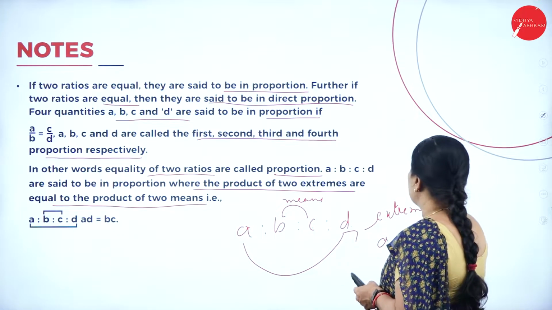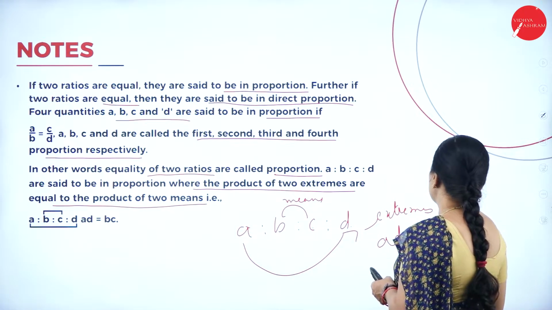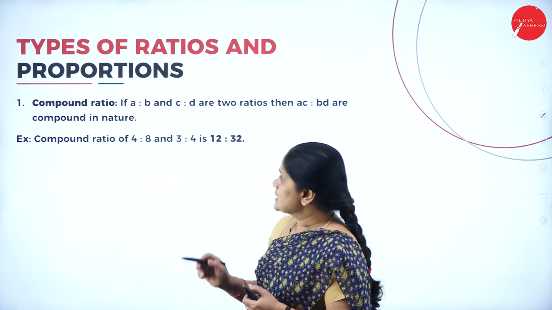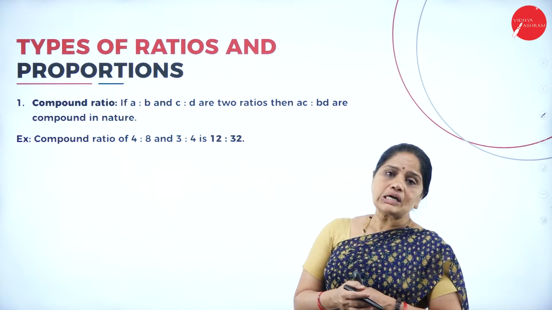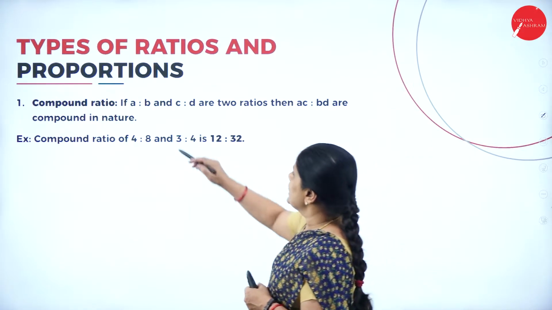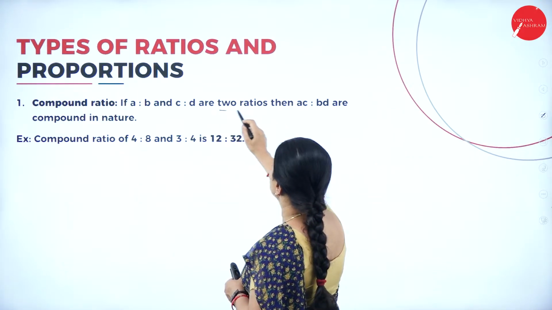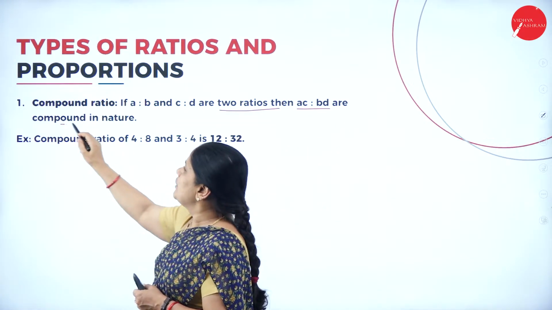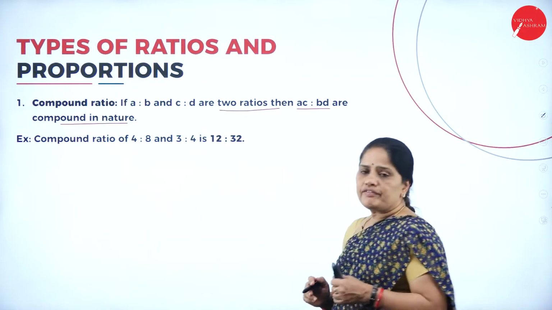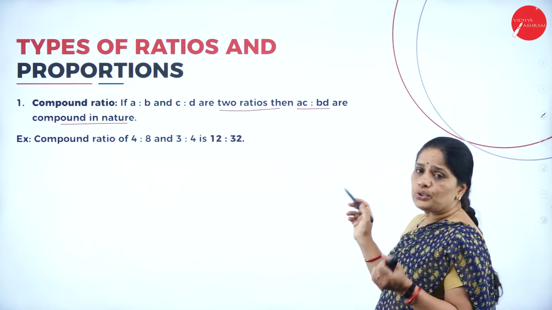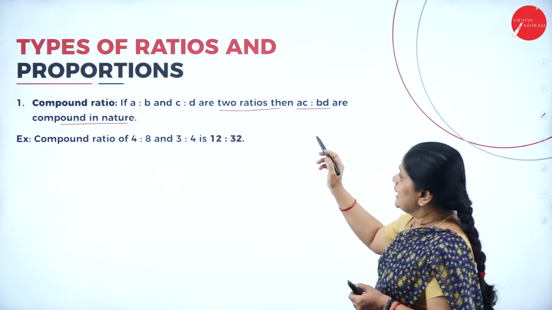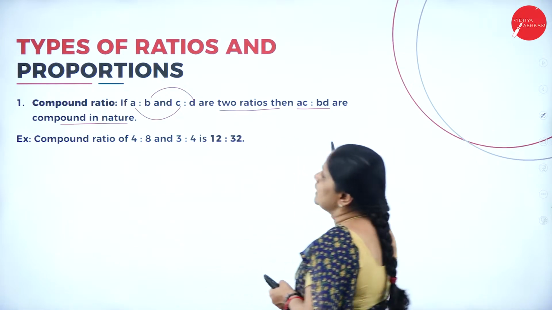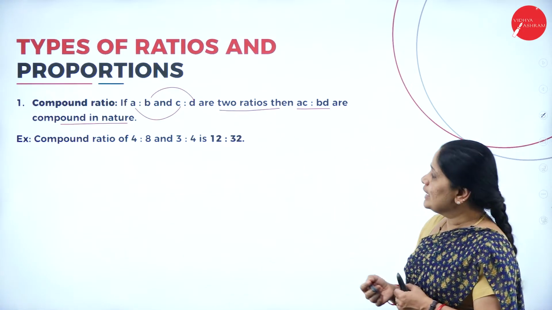So, A into D equals B into C. Next, let us understand what a compound ratio is. If A is to B and C is to D are two ratios, then AC is to BD is compound in nature. That is, if you multiply A into C and B into D, then we get a compound ratio.